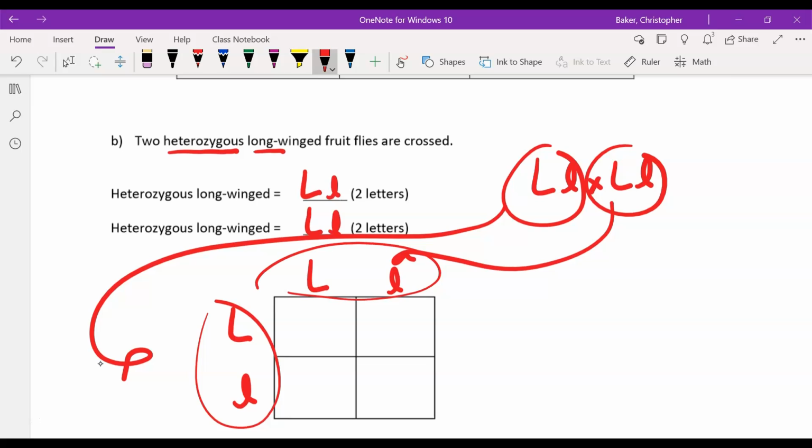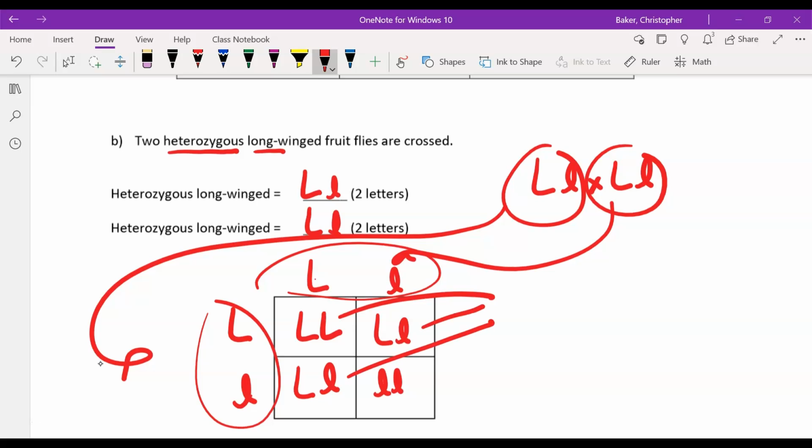So let's cross them. Big L with big L, you get big L, big L. Big L with little l, you get big L, little l. Big L, little l, another big L, little l. And little l with little l, you get little l, little l. Before we go any further, let's figure out what these guys look like. This guy and this guy and this guy are all going to be long-winged because there's a loudmouth in there. This is the only guy that's going to be short.